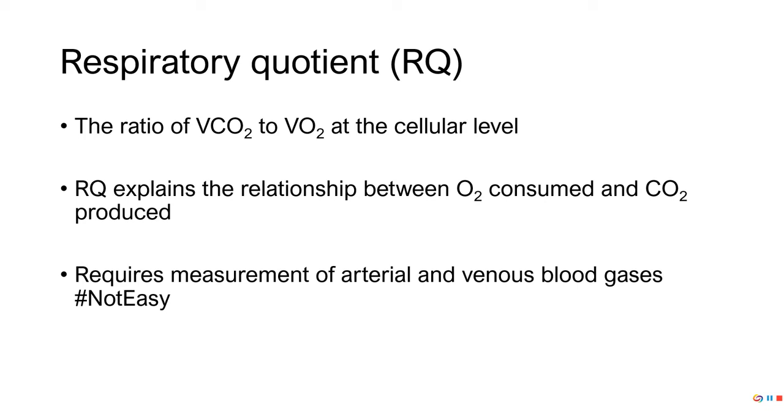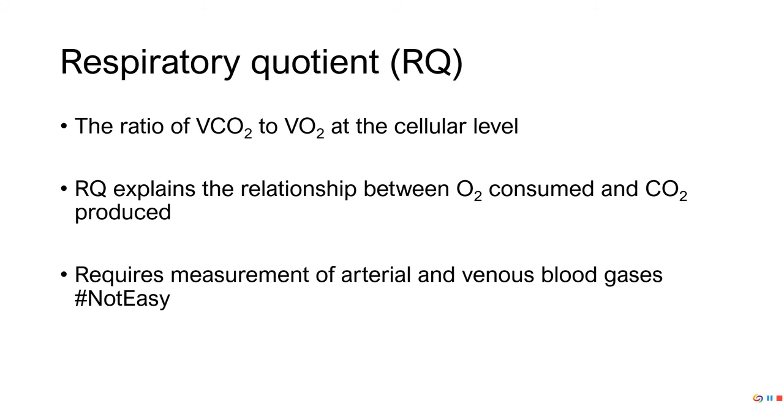In order to get an actual respiratory quotient, you'd have to measure arterial and venous blood gases. Now, this is difficult, but it's not impossible. In our lab here, we do not have the ability to do this, but some exercise science labs do. Like at Oregon, I had the ability to do this if I wanted to, but we never did. We measured blood gases, but never for this reason, because we could just do something else.